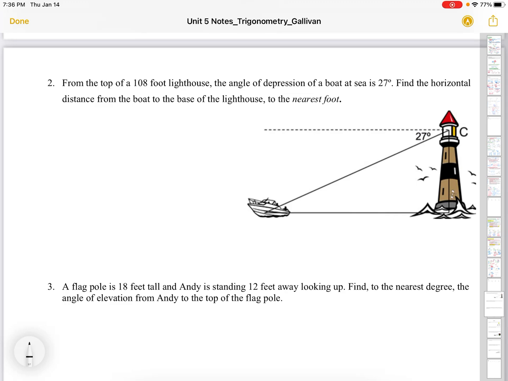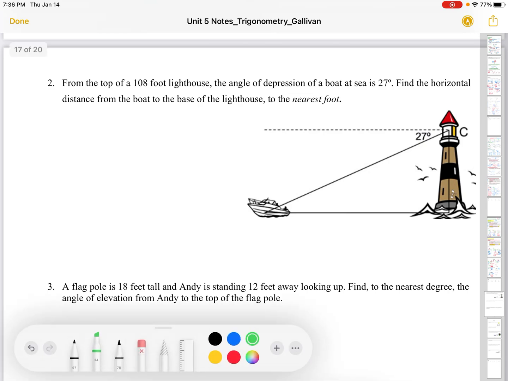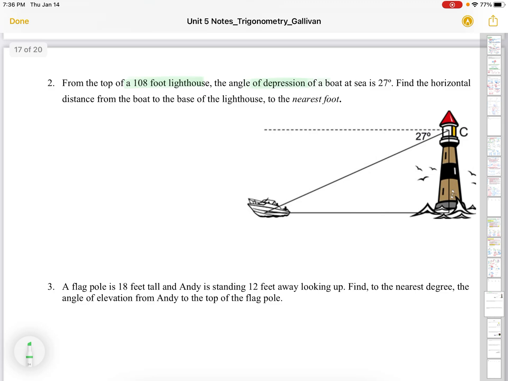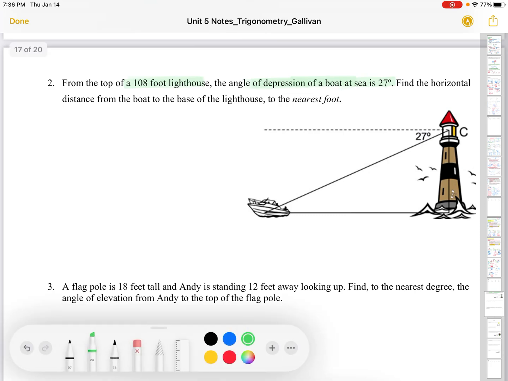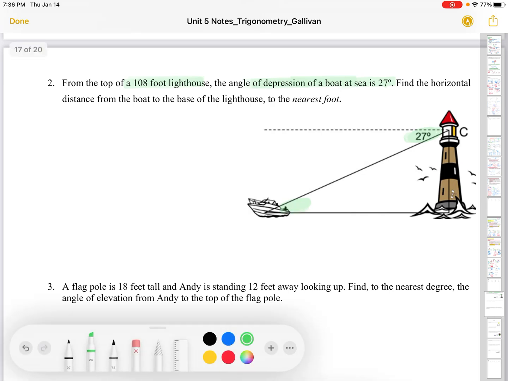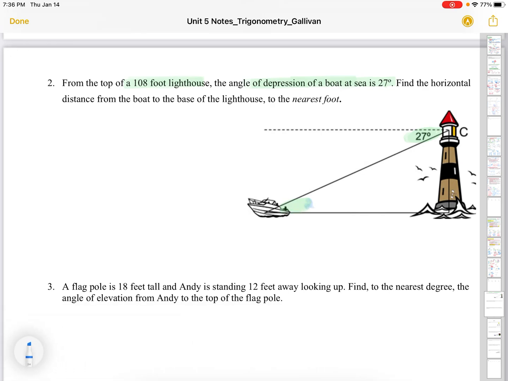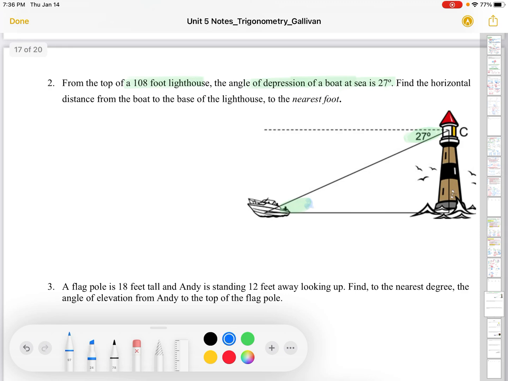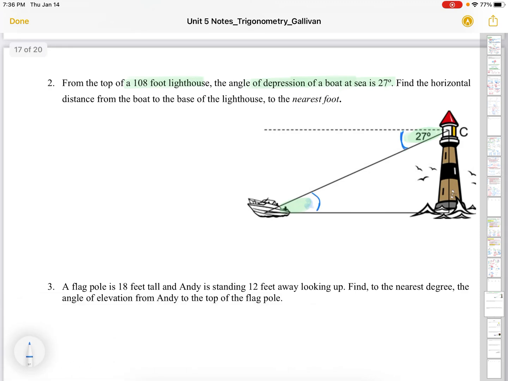So here we have, from the top of a 108-foot lighthouse, so let's highlight some information. The angle of depression of a boat at sea is 27 degrees. Find the horizontal distance from the boat to the base of the lighthouse to the nearest foot. Now here's an interesting thing. When you have this set up and we have our angle of depression here, it is the same amount as the angle of elevation below.